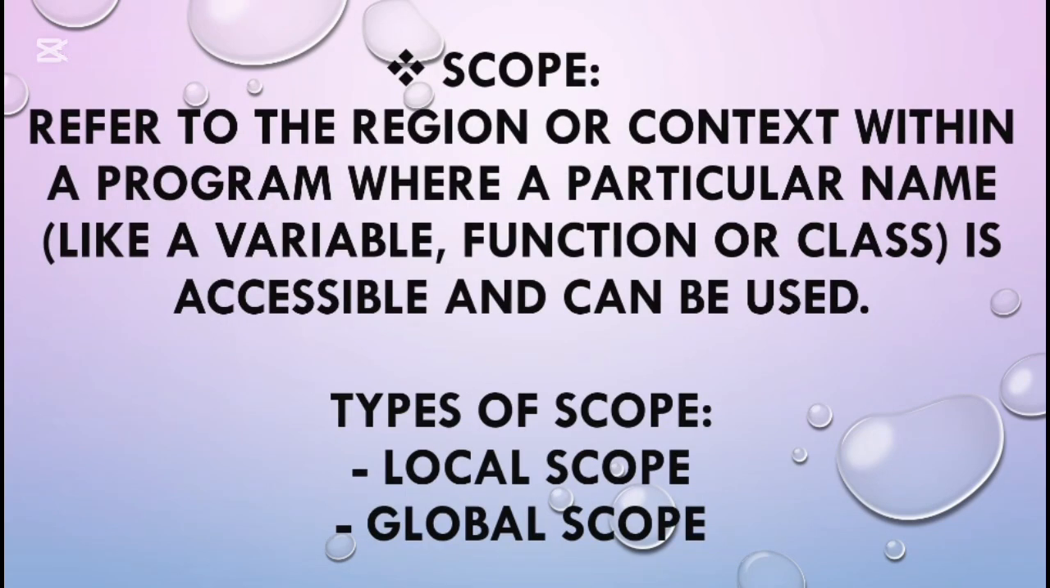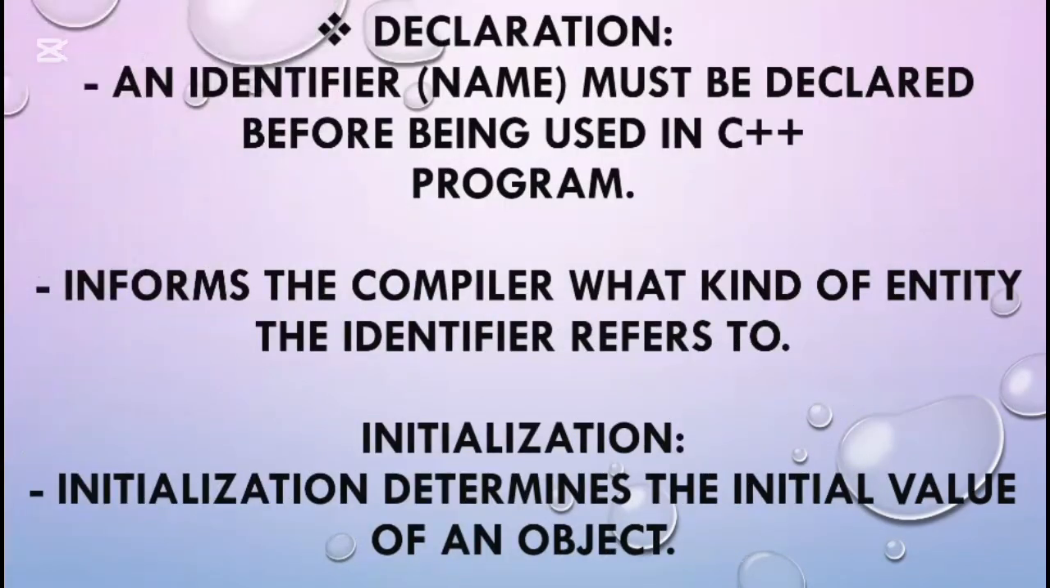Scope. The scope refers to the region or context within a program where a particular name, like a variable, function, or class, is accessible and can be used. There are different types of scope, but the ones we are mostly focused on are the local scope and the global scope. The global scope is the part that you access outside the int main, and the local scope is the one you access inside the int main.